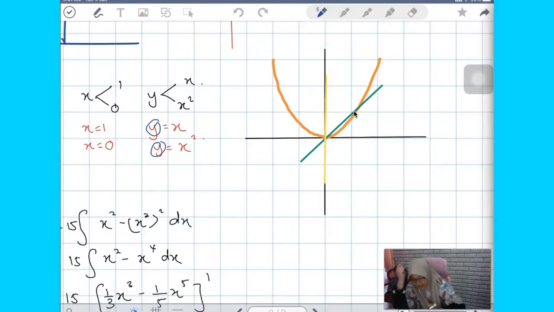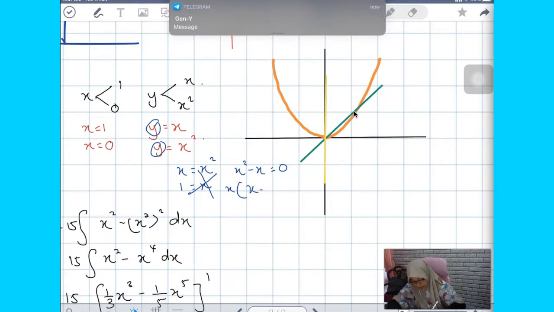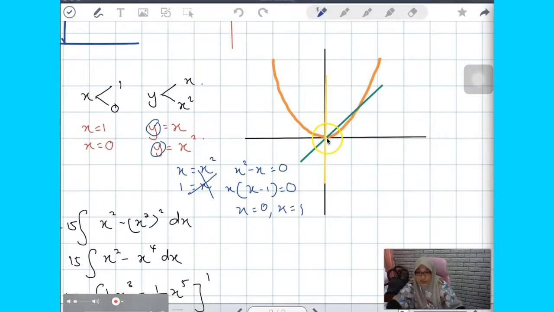So that's why we can say that x is equal to x squared. Remember, you cannot just simplify like this, so it is wrong. You have to factorize first. x squared minus x equal to 0. And then when you factorize, you have x(x minus 1), so x equal to 0 and x equal to 1. So x equal to 0 is definitely over here. But this one we are interested to know over here, right? So now we know that the intersection point is actually at 1.